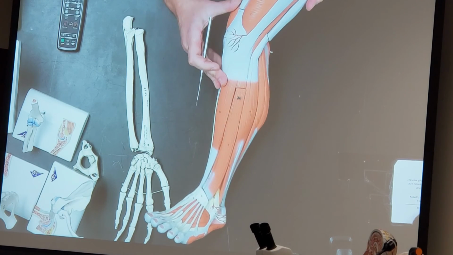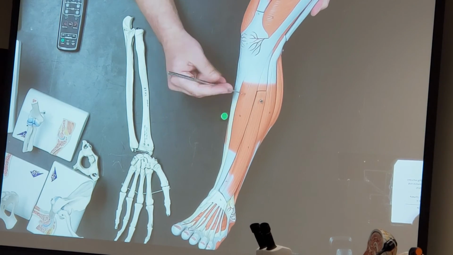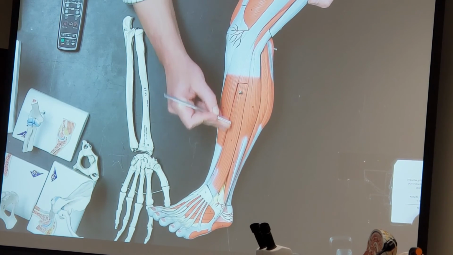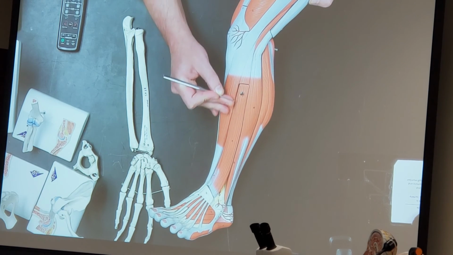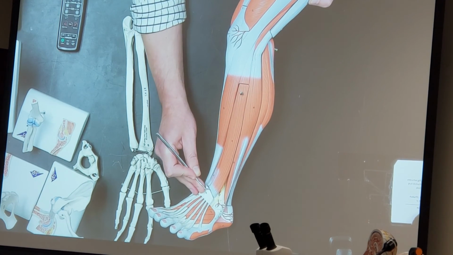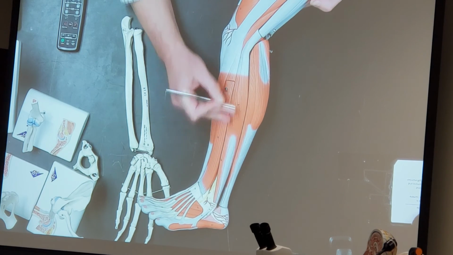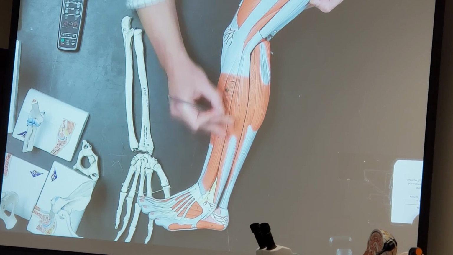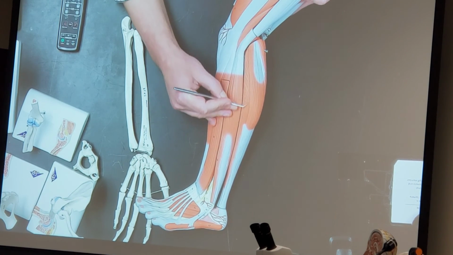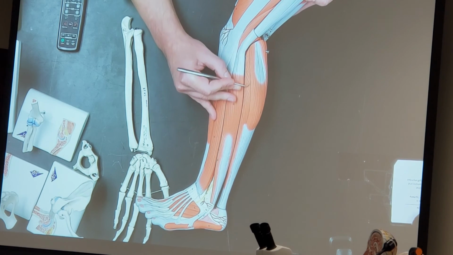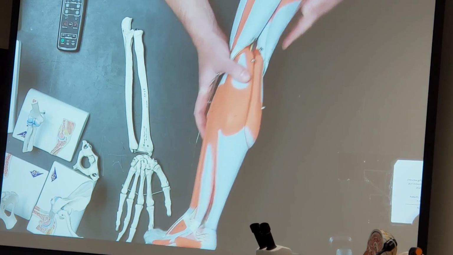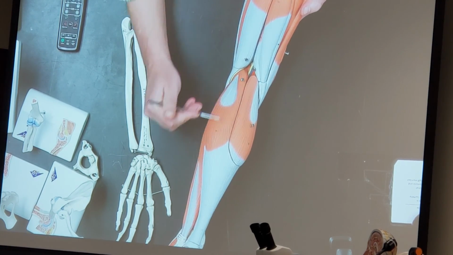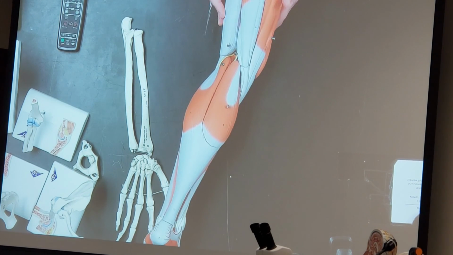Okay, lower leg muscles. This is tibialis anterior, moving laterally, extensor digitorum longus, extensor digitorum longus. This is fibularis longus, fibularis longus. Here is soleus, which is deep to gastrocnemius, right here. This is gastrocnemius. And that is the lower leg.